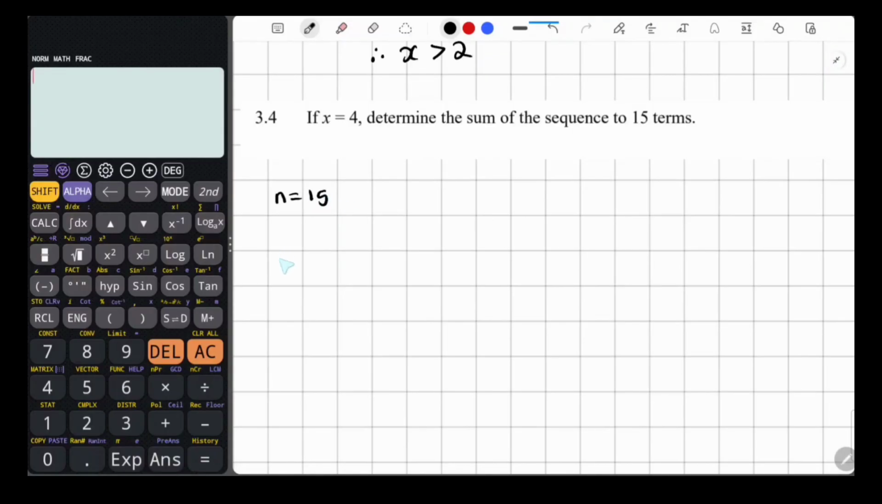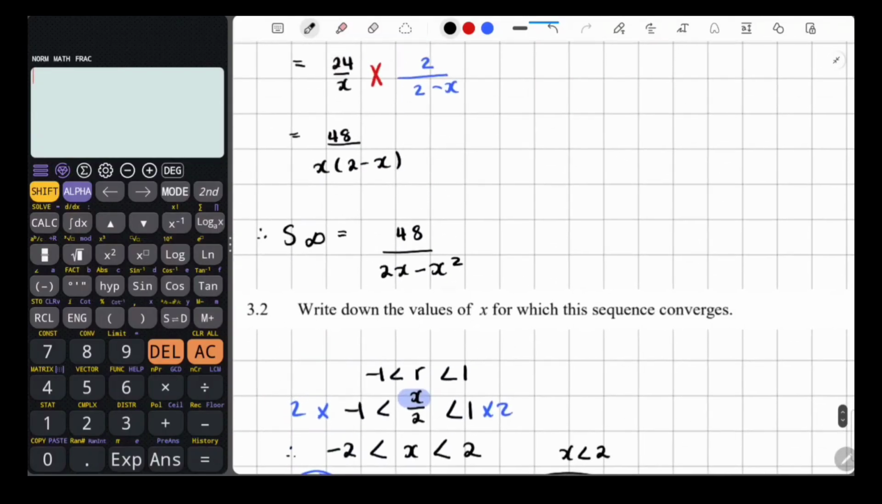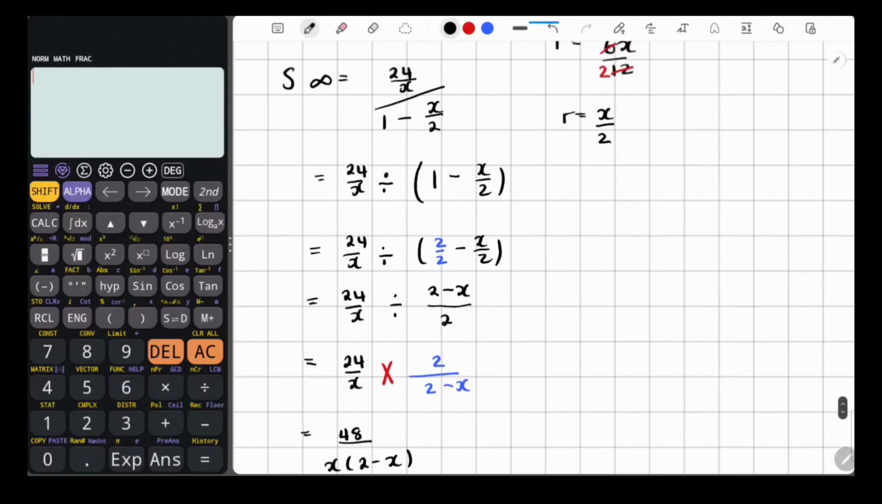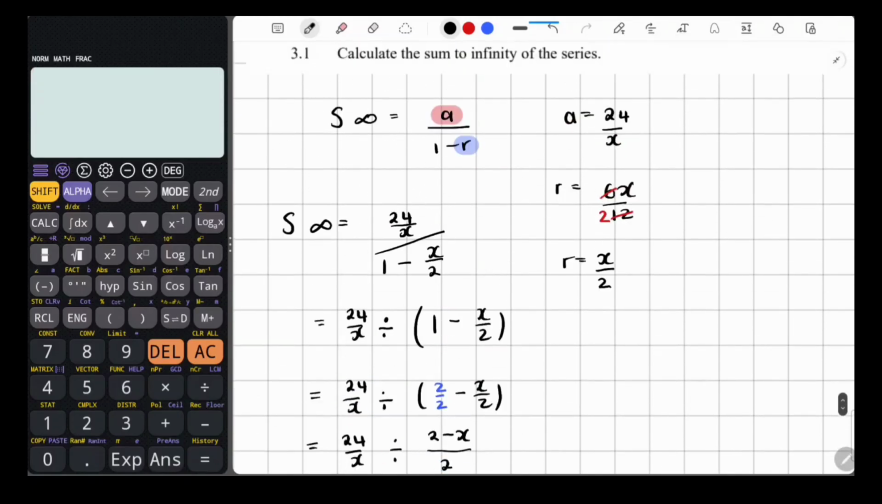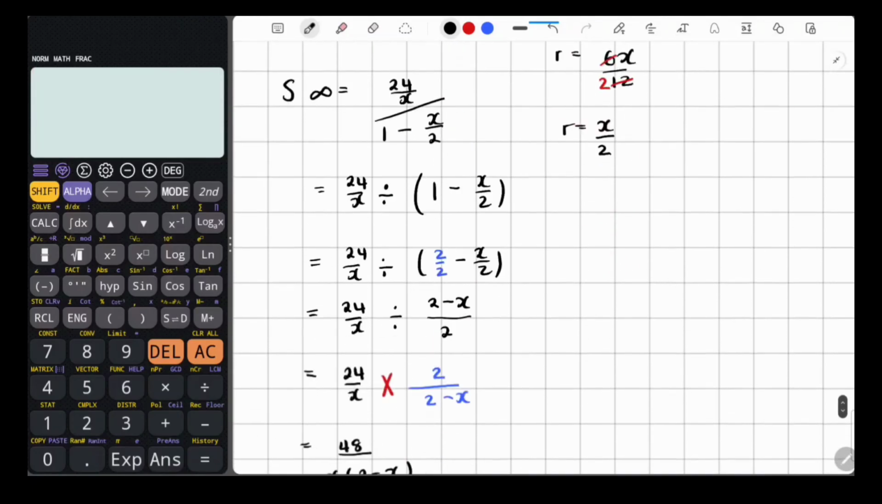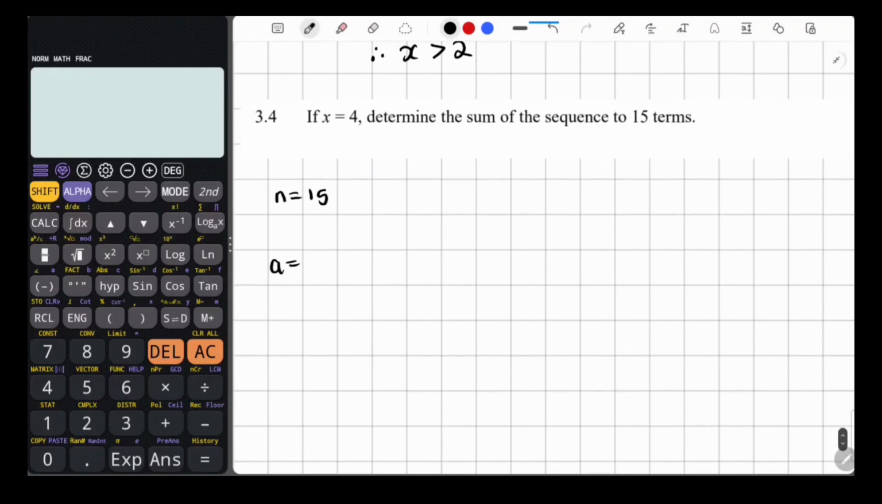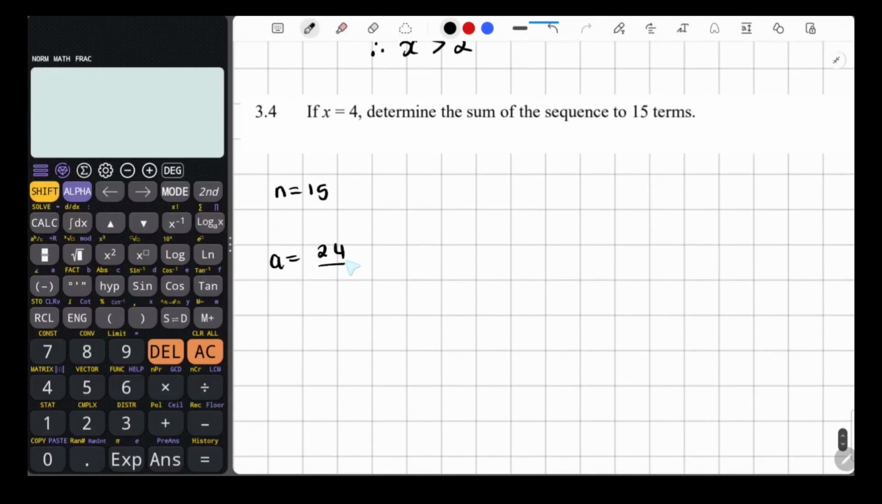We also need to know what a is, so we're just going to substitute 4 back into that. The value of a before was 24 over x. That was the first term that we had. So we can go ahead and put 24 over, but instead of x, we're going to put 24 over 4 because we know what x is now. So 24 divided by 4, a is just going to be equal to 6.